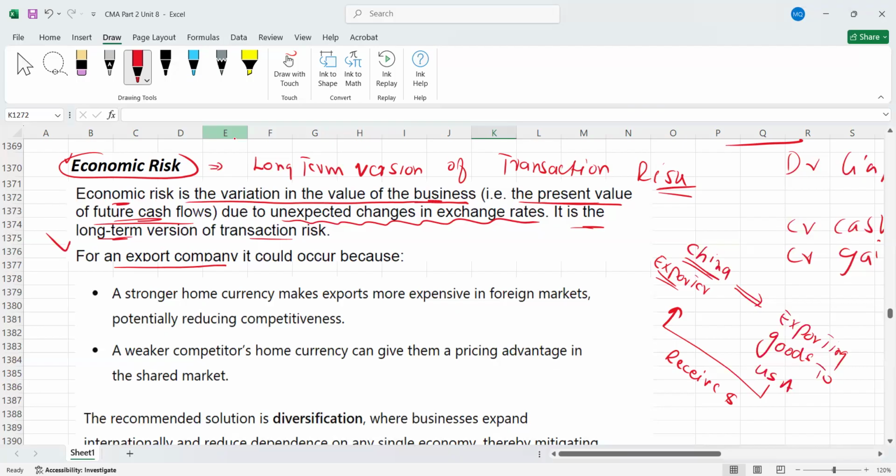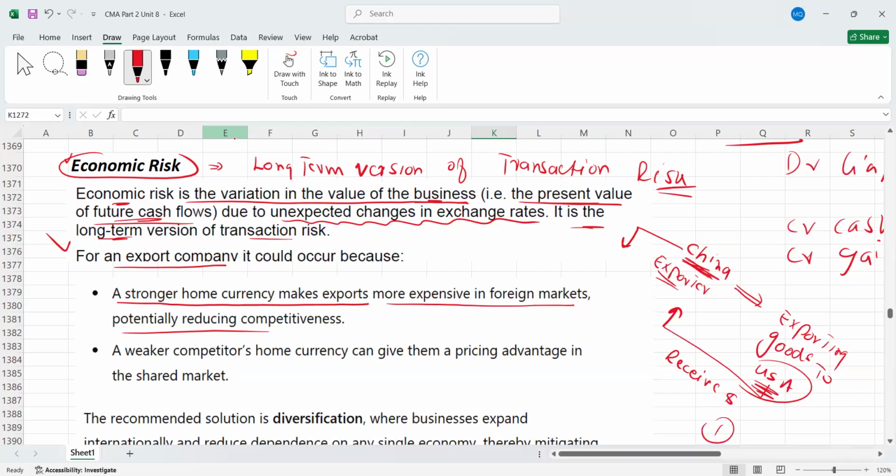Now they're saying that a stronger home currency makes exports more expensive in the foreign market, potentially reducing the competitiveness. So look at here. You know what China is doing actually practically? China is intentionally weakening its currency actually. Okay, it's actually depreciating its own currency. The reason: if Chinese currency depreciates, then the US customers will think this way, because we are exporting goods.